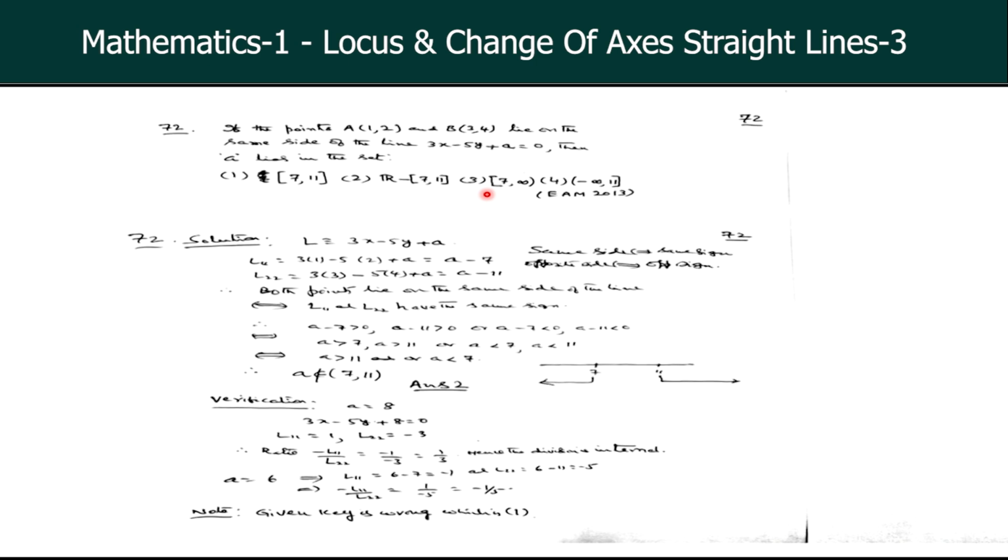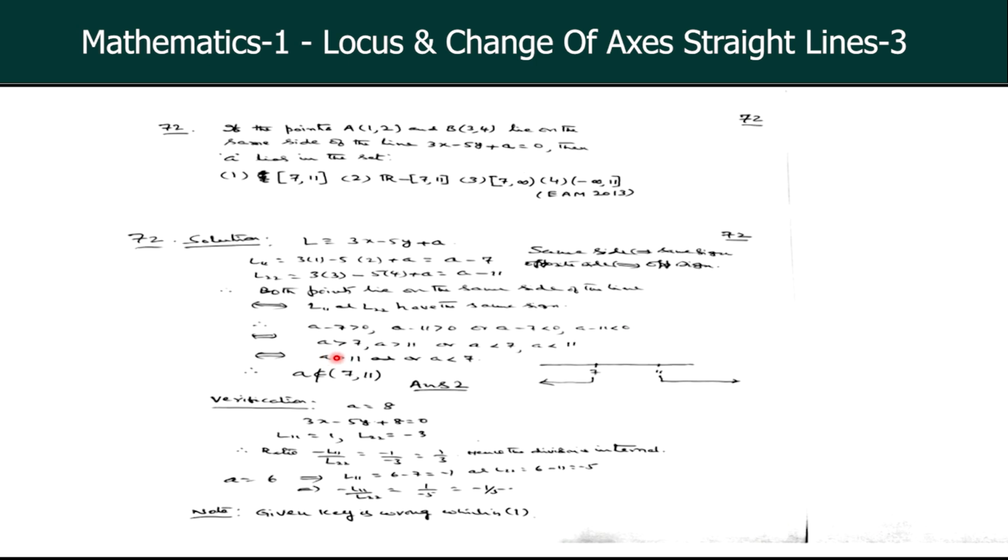Here, L is 3x minus 5y plus a. So L11 means 3 into 1 minus 5 into 2 plus a, which is a minus 7. L22 means 3 into 3 minus 5 into 4 plus a, which is a minus 11. Both points lie on the same side of the line if and only if L11 and L22 have the same sign, that is a minus 7 greater than 0 and a minus 11 greater than 0, or a minus 7 less than 0 and a minus 11 less than 0.